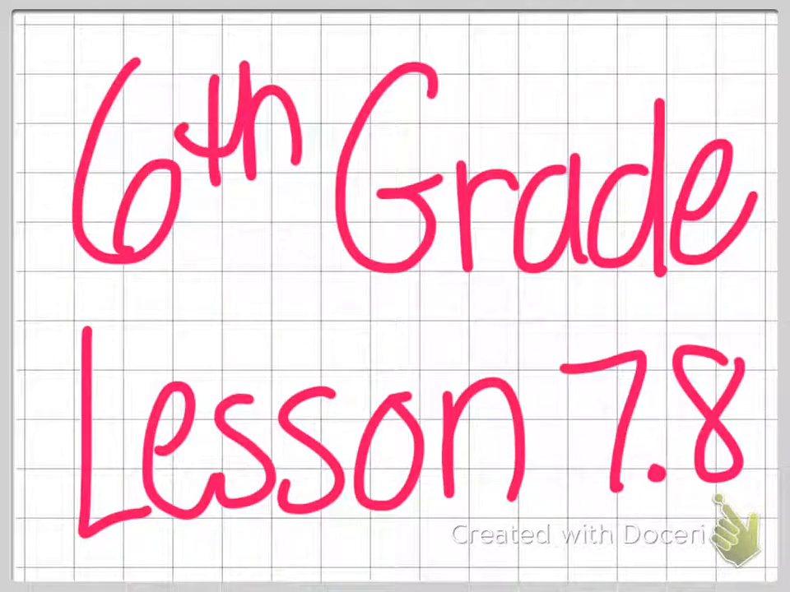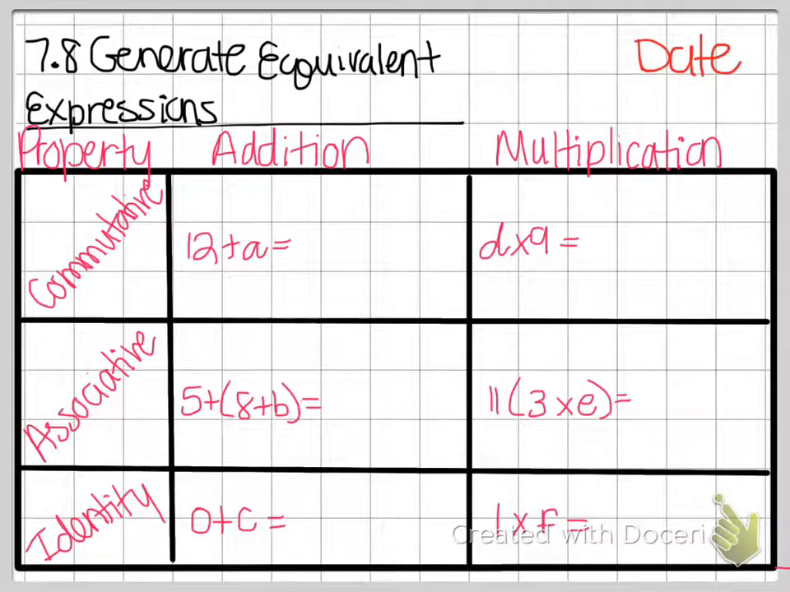In this lesson, you will learn how to use properties of addition and multiplication to write equivalent algebraic expressions. We are going to quickly review the properties, commutative, associative, and identity, and how it looks for algebraic expressions.